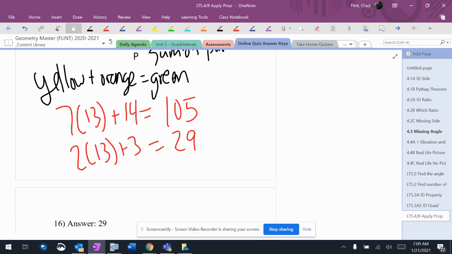And if I have the yellow one and the green one, and I want to find the orange one, I'm going to subtract them. So subtract, and I'm going to get 76. All right, so that should come up to be 76.